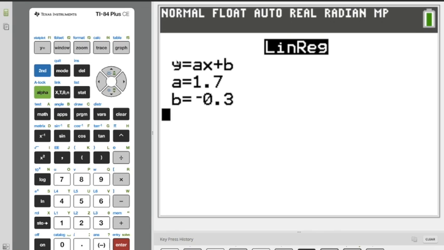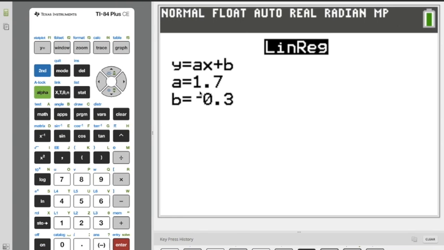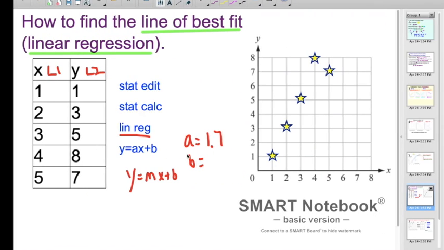And then it gives us this cool looking thing. y equals ax plus b. And that looks an awful lot like y equals mx plus b, doesn't it? Which means a linear line. And that's really all it is. I don't know why they use a instead of m, but it's the same exact thing. And it tells us that our a value is 1.7, and our b value is negative 0.3.